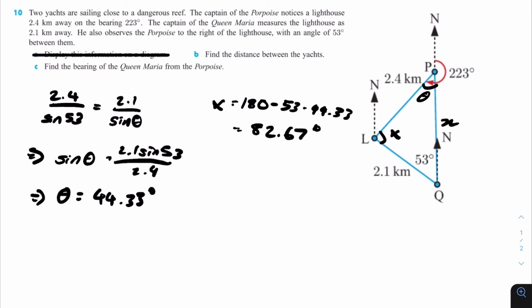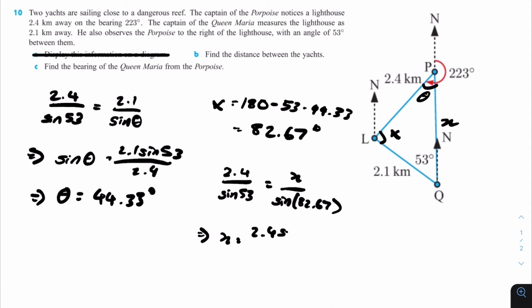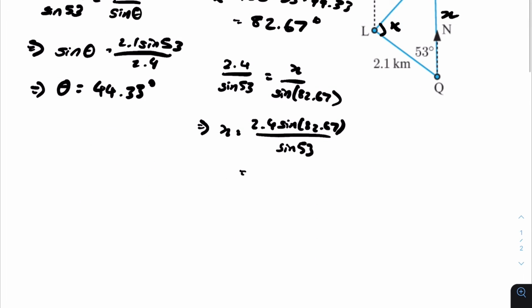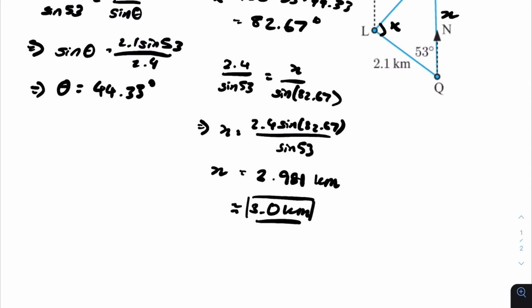So what we can do here is 2.4 over sine 53 is equal to x over sine 82.67. If we do a little rearranging, we get x is equal to 2.4 sine 82.67 over sine 53. So x is equal to, and I'll just put this in my calculator real quick. And that gives us a length of 2.981 km approximately. So we're going to round that to 2.98. No, we're going to round that to 3 because it's given in two significant figures. So the answer is 3.0 km, or 2.98 if you want to be even more specific.